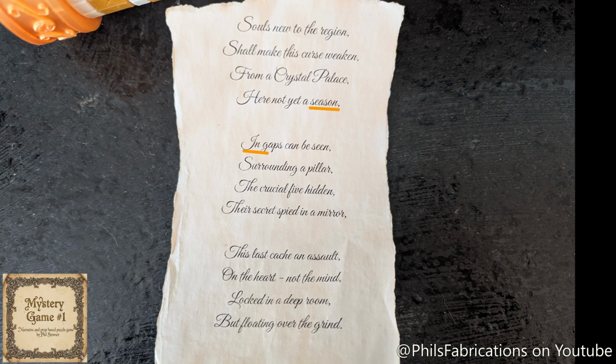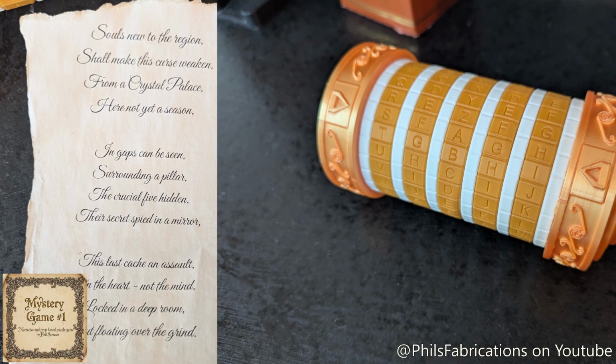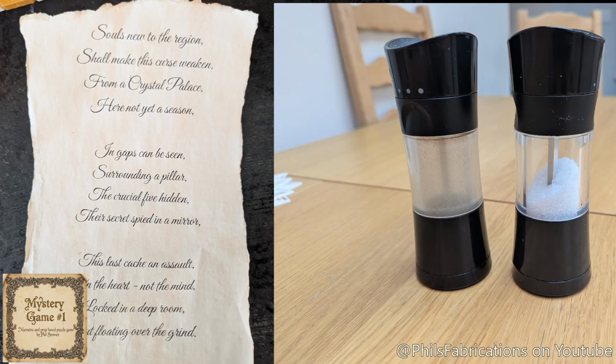The crucial five hidden, their secret spied in a mirror. The crucial five hidden are the 5 letters required to open the cryptex, and they are arranged on an object that is surrounding a mirrored pillar. And our salt cellar has a metal bar in the center of it, which is essentially a mirror.